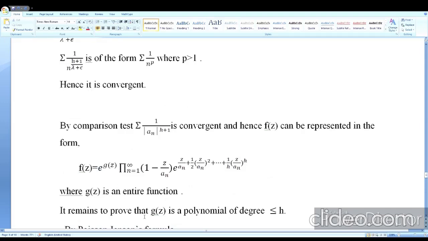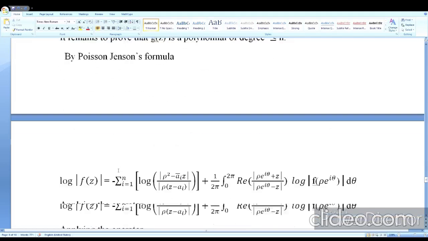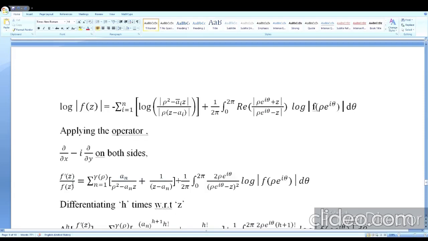It remains to prove that g of z is a polynomial of degree less than or equal to h. For this we take Poisson-Jensen's formula. We write the Poisson-Jensen formula and apply the operator dou by dou x minus i into dou by dou y on both sides. That is, we are differentiating. So we get f dash of z by f of z equal to summation n varies from 1 to gamma of rho of an by rho square minus an bar z plus 1 by z minus an, plus integral 2 rho e power i theta by (rho e power i theta minus z) whole square into log of this.